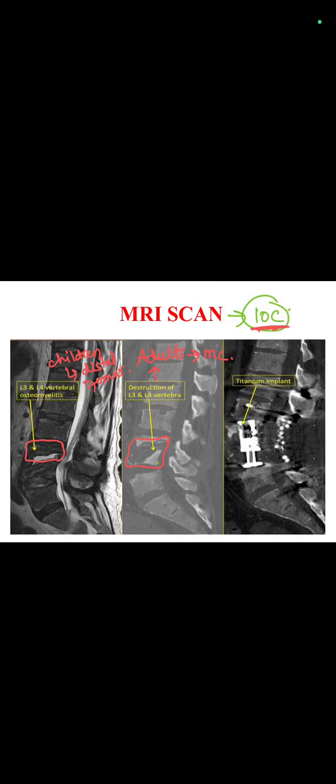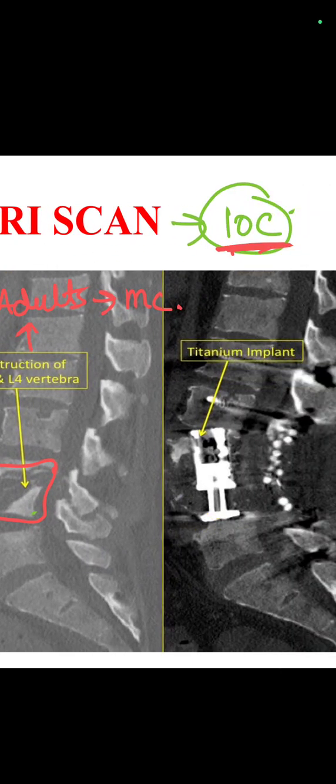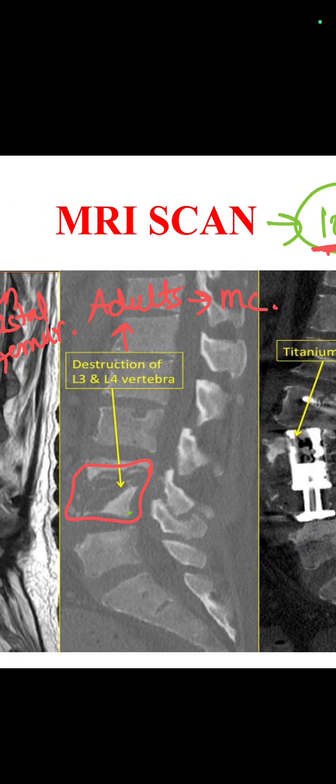In the next MRI scan, we will see the investigation of choice. Titanium implant here, and if a titanium implant is present we can't do MRI in adults. Most common is destruction of the L3 and L4 vertebra.